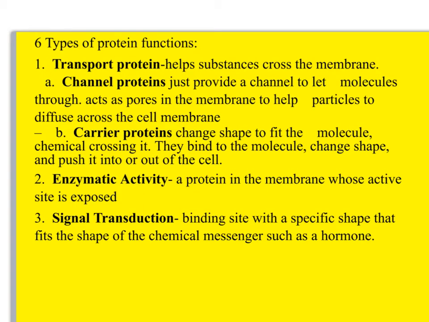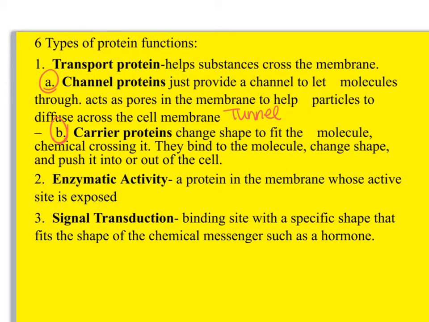So the first type is transport proteins. Transport proteins may be called channel proteins or carrier proteins or just a transport protein. And of course, they're going to help transport things across the membrane. So I showed you a couple of pictures of channel proteins already. The channel proteins are just providing a straight shot to let molecules come through. It's just a wide open pore. It doesn't do anything special. It's kind of just like a tunnel, pretty much, that allows substances to go into or out of the cell.